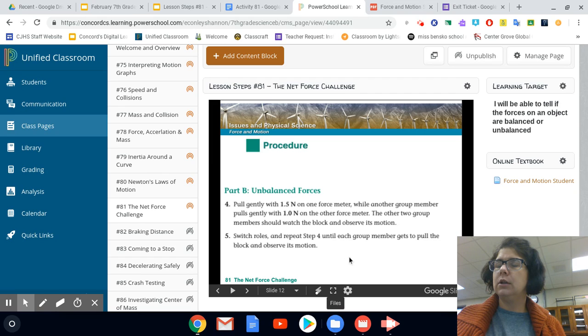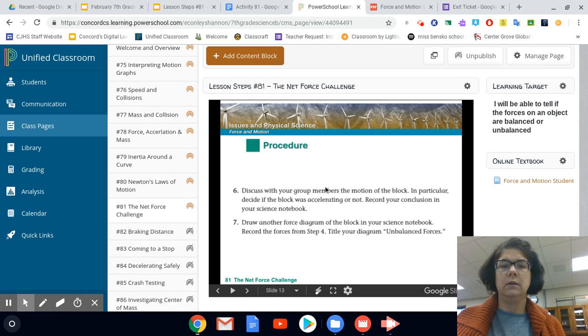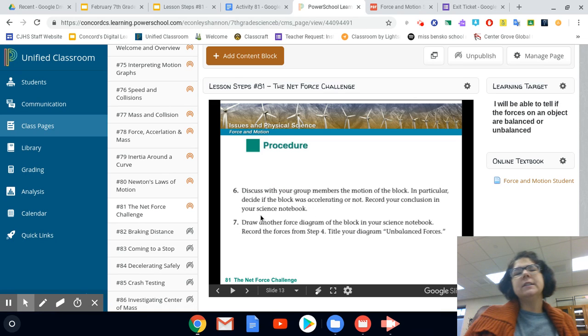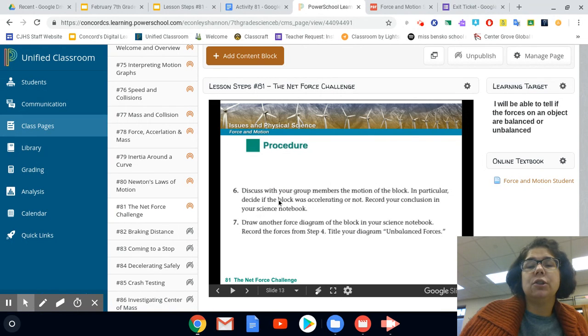So look and see, the block should be on the table. You're going to want to see, is it moving? And if so, which direction? And then you're going to discuss with your group members the motion of the block. In particular, decide if the block was accelerating or not. Record your conclusion in your science notebook.